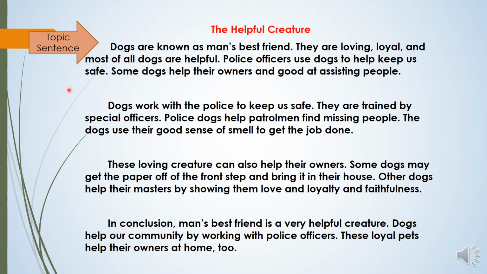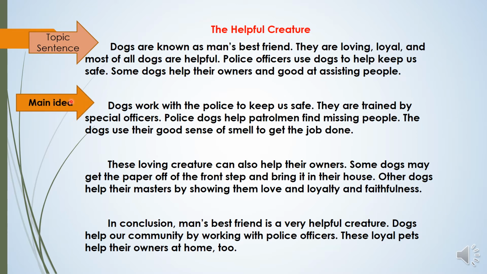Police officers use dogs to help keep us safe. Some dogs help their owners and are good at assisting people. So these are more details that talk about the topic sentence. Dogs work with the police to keep us safe. So this is the main idea.